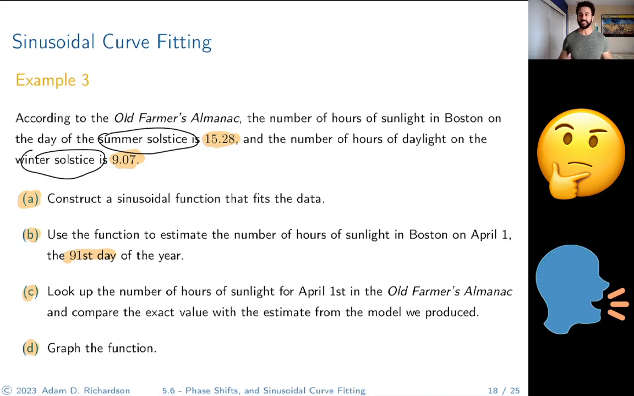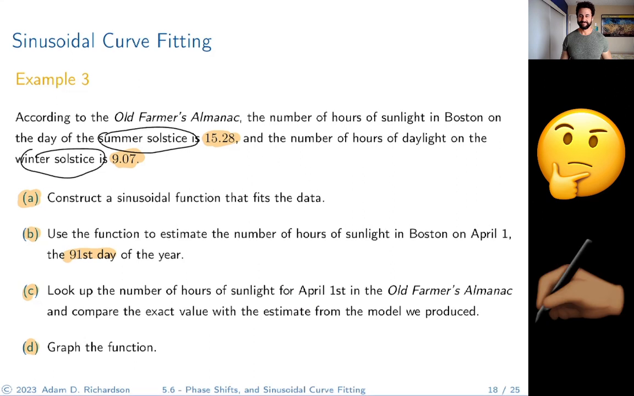Okay, now just say something out loud to yourself about what you would do first, how you would approach this problem to try to construct that function. Okay, now you try to work it out on your own. Try to find the amplitude, the period, the phase shift, and the midline based on this data, and then we'll do it together in just a moment.